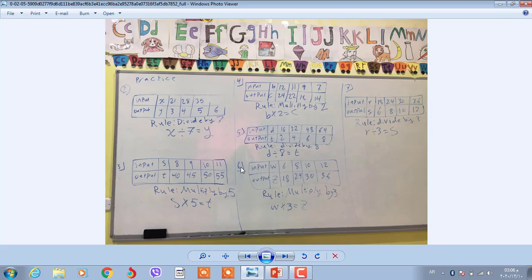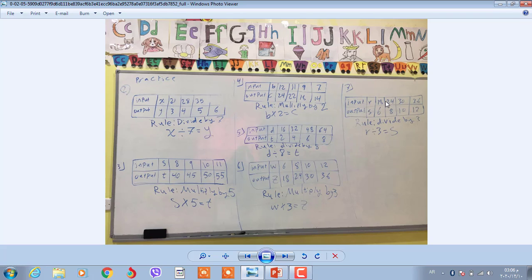Okay, in question 6 we have input W and output Z. The input is less than the output, so we use multiply. But multiply by what? Multiply by 3. Why? Because 6 multiplied by 3 equals 18, 8 multiplied by 3 equals 24, 10 multiplied by 3 equals 30, 12 multiplied by 3 equals 36. So the rule is multiply by 3, students. And the equation is W multiplied by 3 equals Z. This is Z.